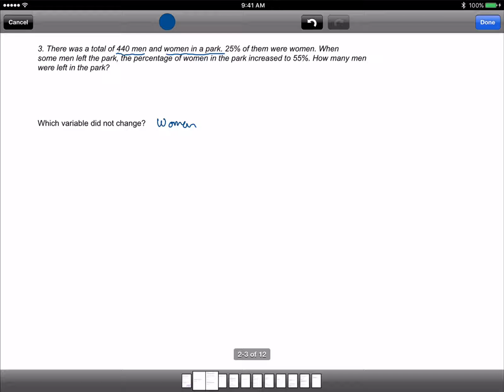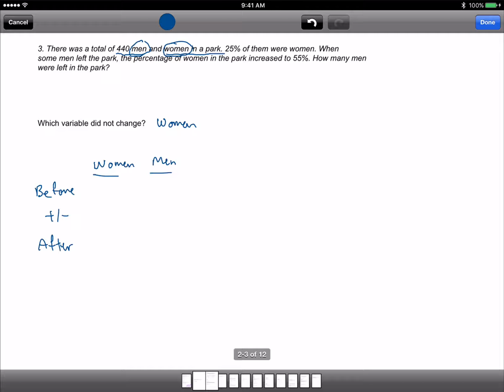So I try to set up a before and after table. In this particular question, we have two variables. One is the men and the other one is the women. So I have women and men, before, plus or minus, and after.